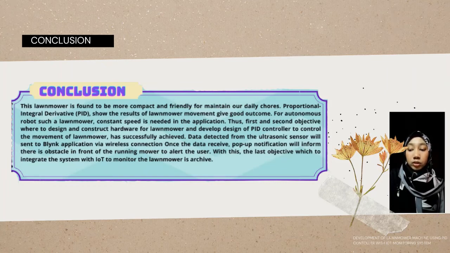Data detected from the ultrasonic sensor will be sent to the Blynk application via wireless connection. When the data is received, pop-up notifications will inform that there is an obstacle in front of the running mower to alert the user. With this, the last objective, which is to integrate the system with IoT to monitor the lawnmower, is achieved.